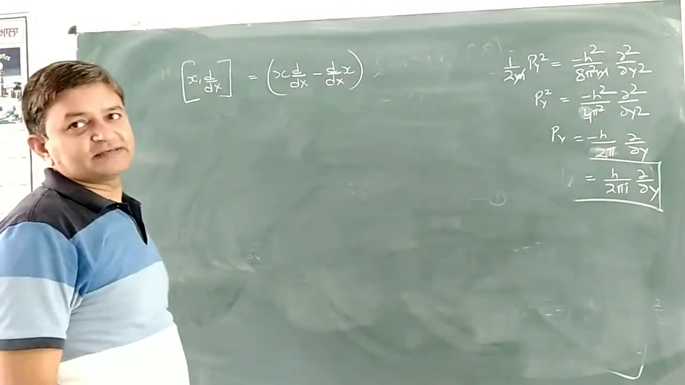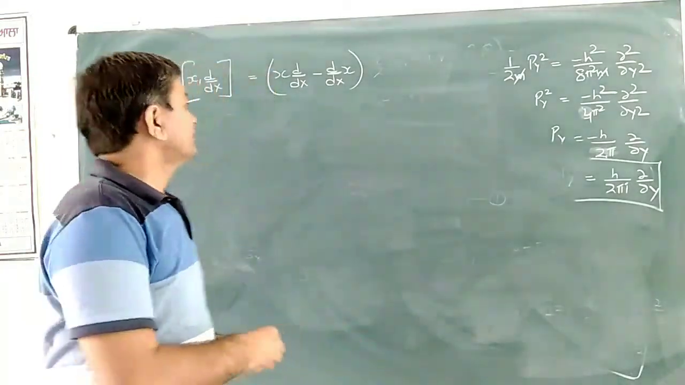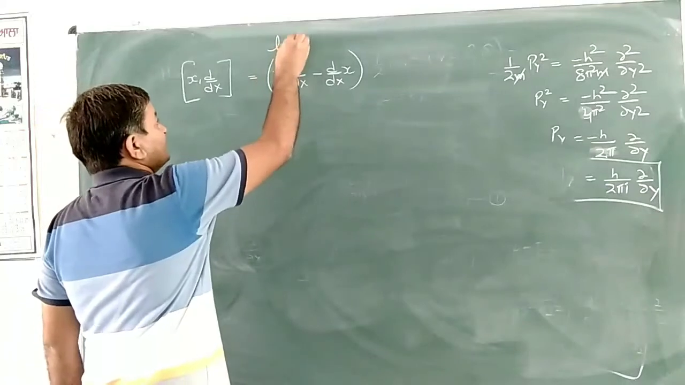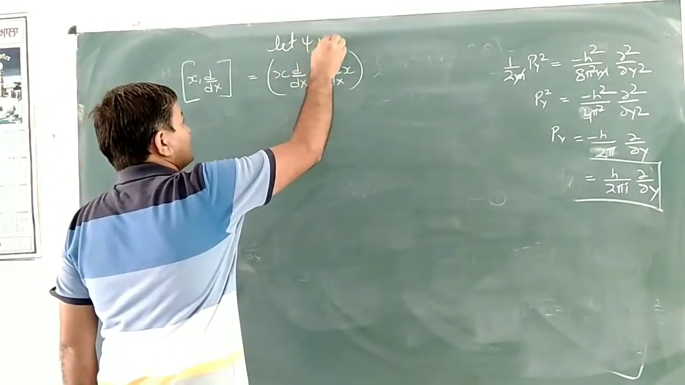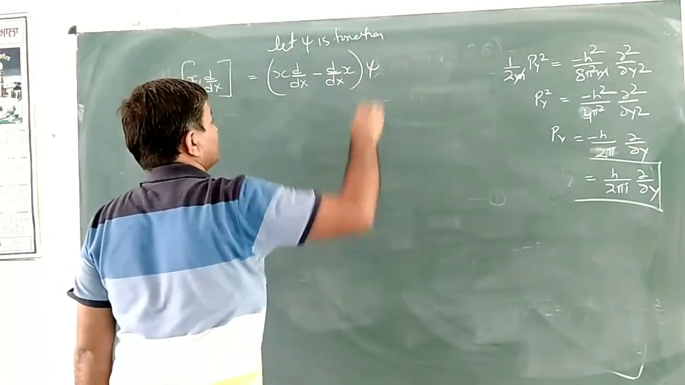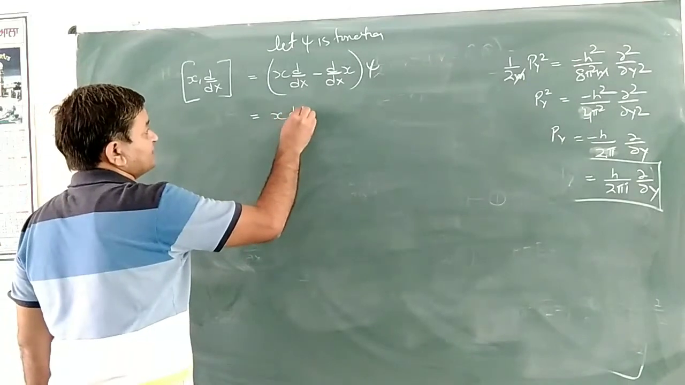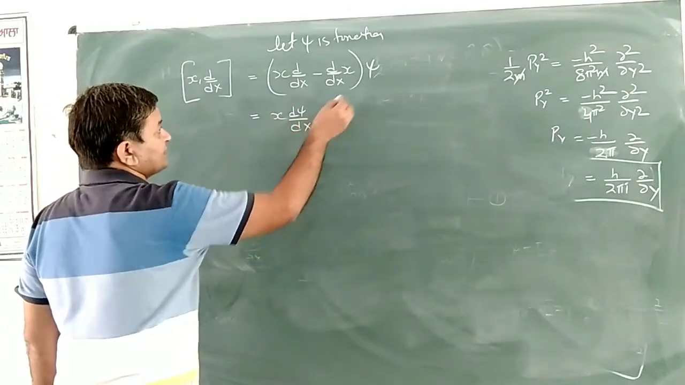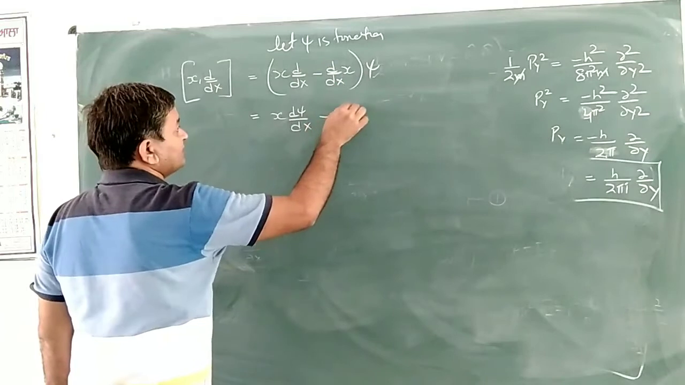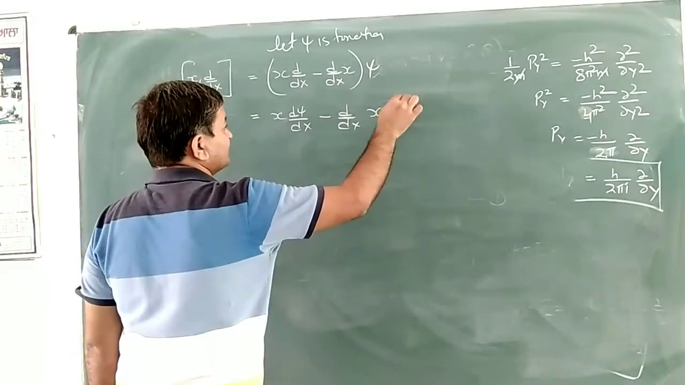But before solving this, we need to assume some function that this operator will operate on. So let's say that psi is a function. Psi is a function, so we will write it here. This is x times d psi divided by dx, and this is multiplied with it. This is the d by dx and here is x psi.